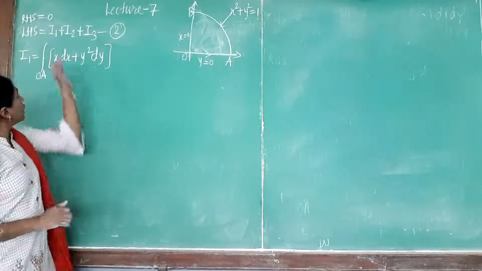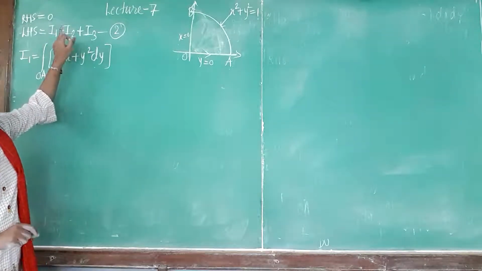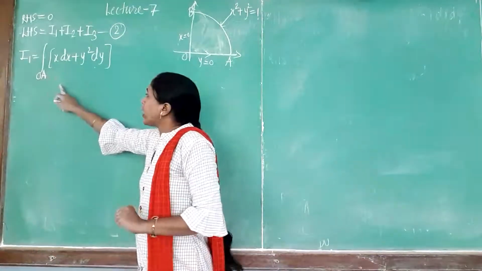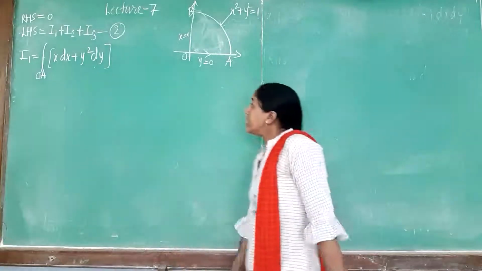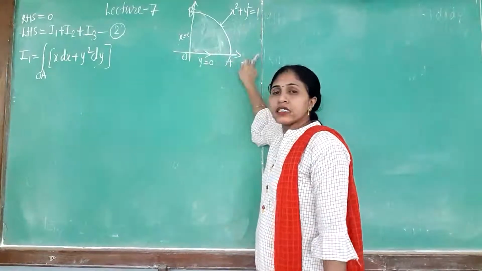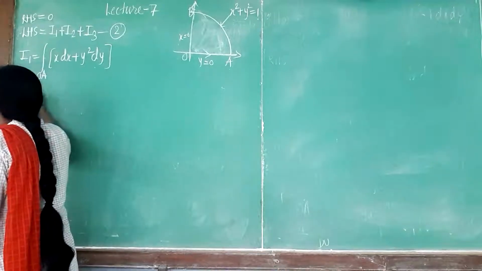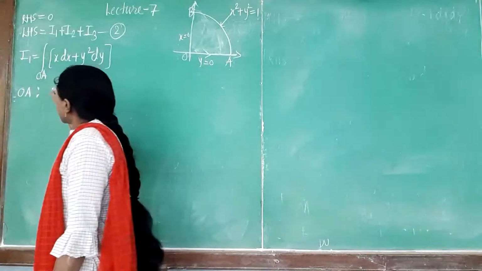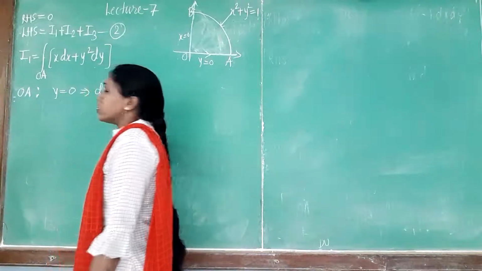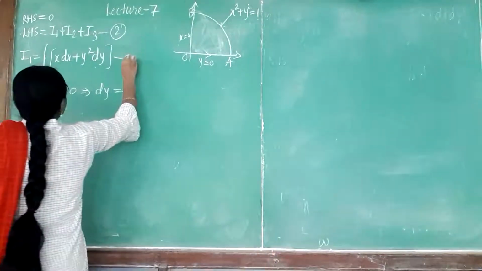What we obtained is RHS is equal to 0. Now we have to evaluate the left hand side, and the left hand side is I1 plus I2 plus I3. Now what is I1? I1 is the integral over OA of x dx plus y square into dy. Now OA is nothing but the x axis, and what is the equation of the x axis? y is equal to 0. So along OA, y is equal to 0. If y is equal to 0, dy is also equal to 0. Now put this in equation number 3.